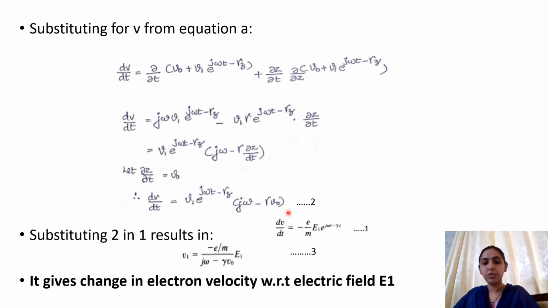So when we are substituting this second equation dV by dt in the first force equation, we get the third equation. So this is going to give a relationship between V1 and E1, that is a change in the electron velocity. What velocity change the electron has undergone, that is V1, with respect to the axial electric field E1. So the relationship between the electron velocity and the axial electric field is established in the third one.